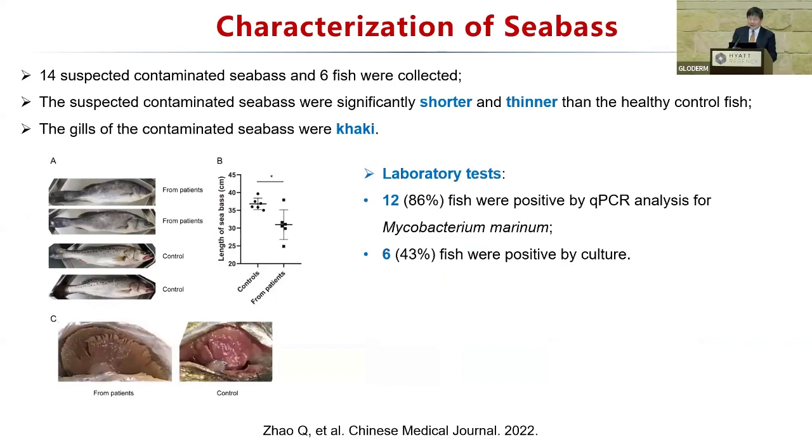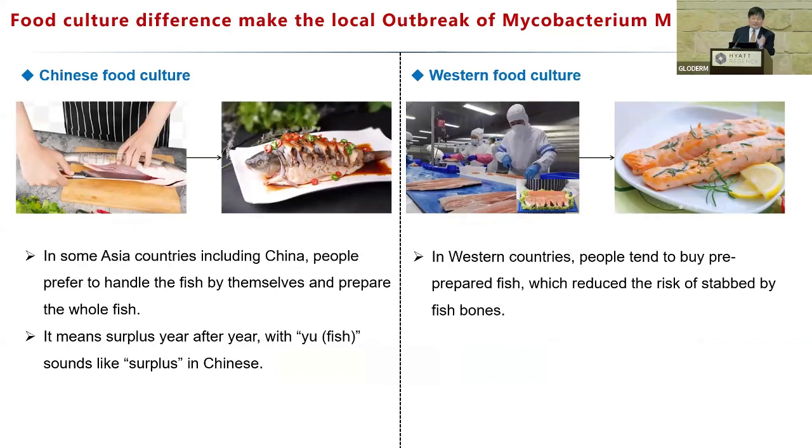And this is the characterization of the sea bass. And this food culture difference makes a local outbreak of mycobacterial infection. In Chinese food culture, they want to get the whole fish to cook. But Westerners do not. In the 1950s, there were diseases called swimming pool granuloma or fish tank granuloma. These NTDs have been eliminated in Western societies, but in China, it's another type. It emerged.